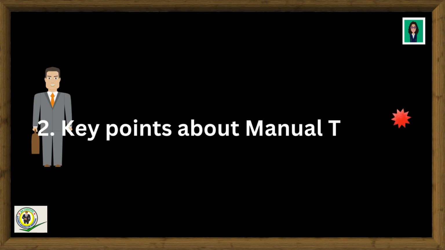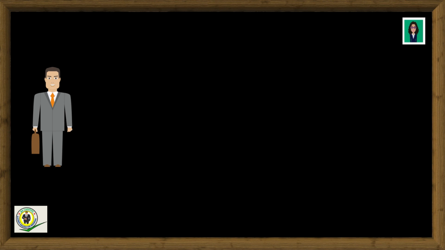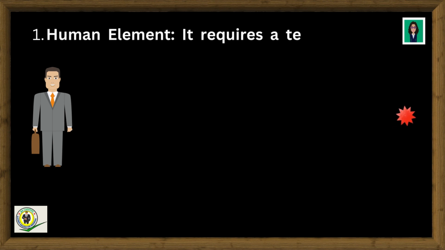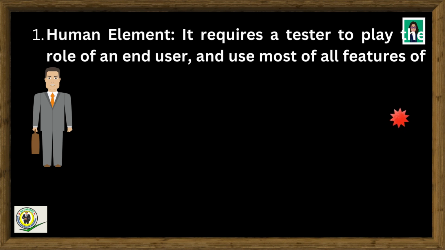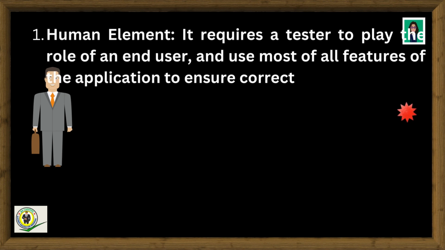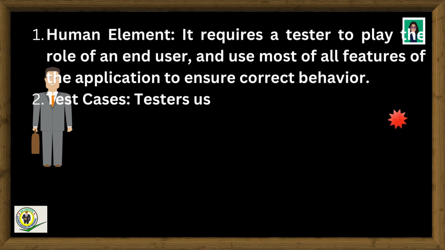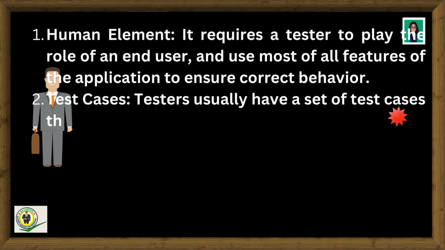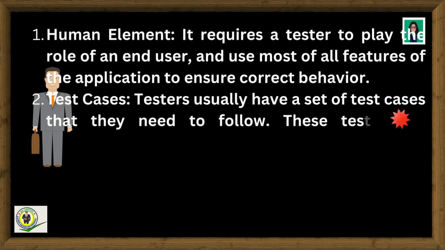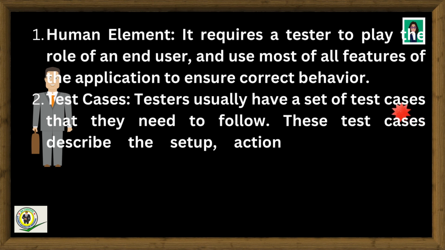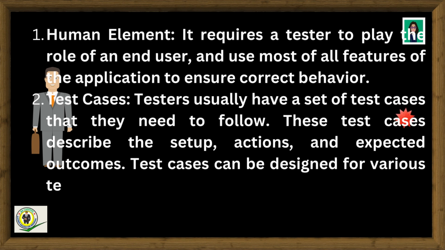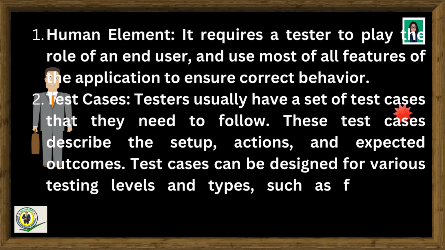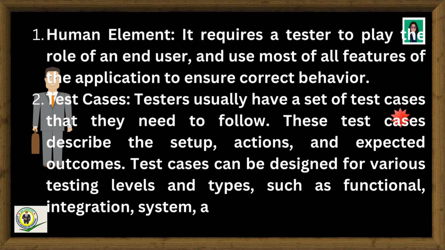Key points about manual testing. Human element. It requires a tester to play the role of an end user and use most of all features of the application to ensure correct behavior. Test cases. Testers usually have a set of test cases that they need to follow. These test cases describe the setup, actions, and expected outcomes. Test cases can be designed for various testing levels and types, such as functional, integration, system, and acceptance testing.